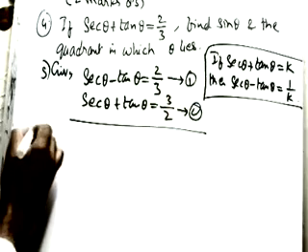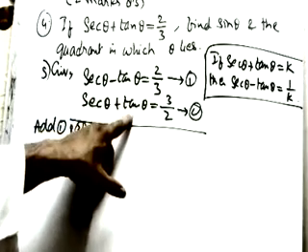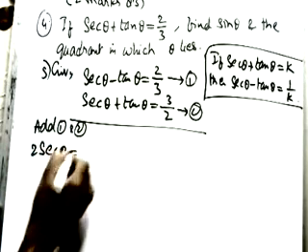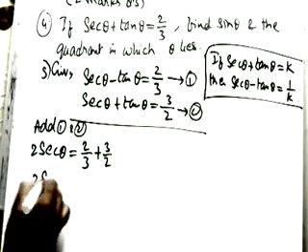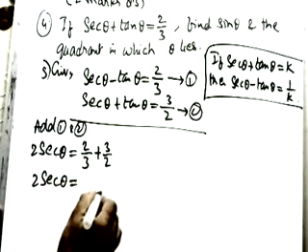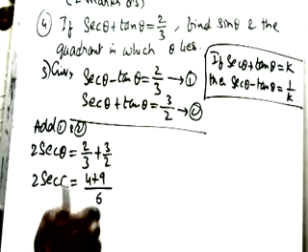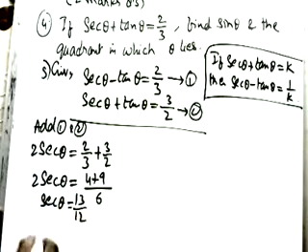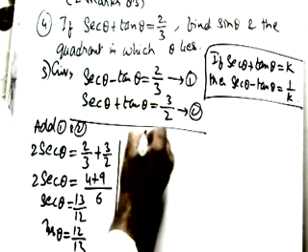Let me do one thing. Suppose this is 1, suppose this is 2. Add 1 and 2. If we add, plus tan theta and minus tan theta will get cancelled. Secant plus secant, 2 secant theta, equals 2 by 3 plus 3 by 2. If you take LCM it will be 6: 2 2s are 4, 3 3s are 9, so 13 by 6. Bring this 2 here. So secant theta equals 13 by 12, or you can write cos theta equals 12 by 13.